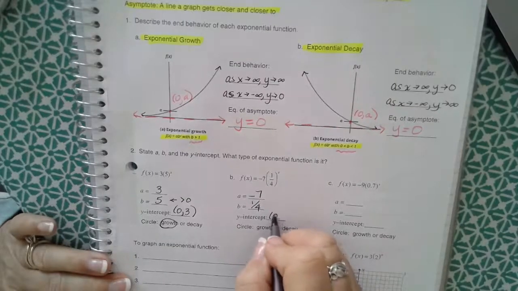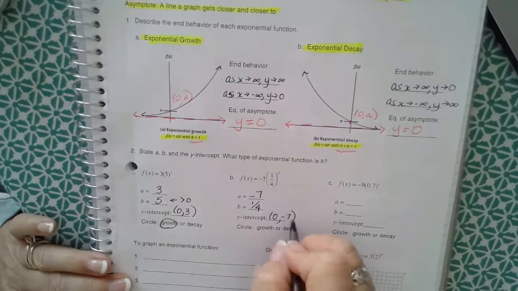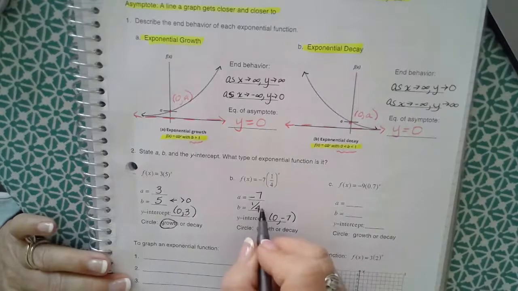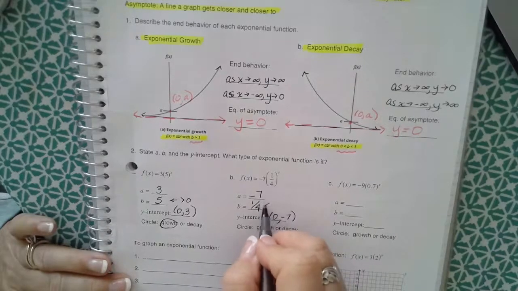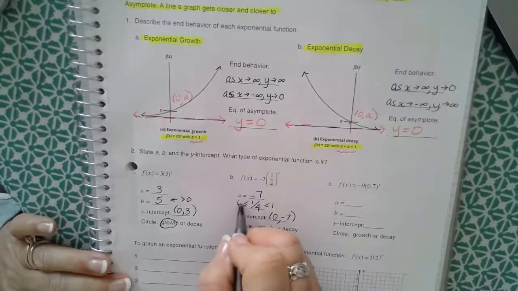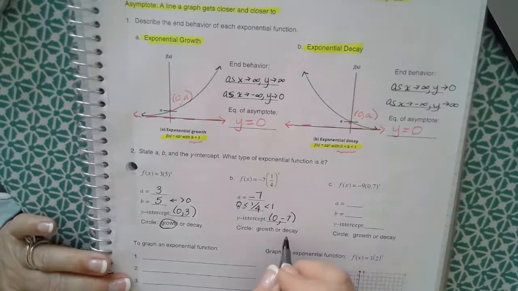Y-intercept is going to be 0, and then our A value. And then if we look at this right here, this is less than 1, but greater than 0, which means it's going to be decay.